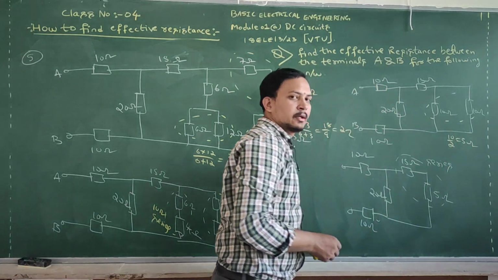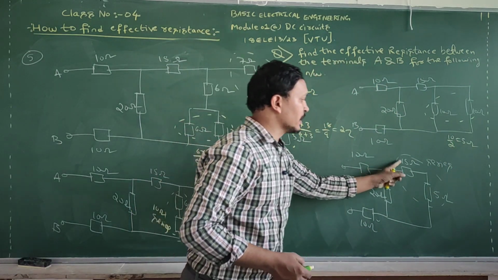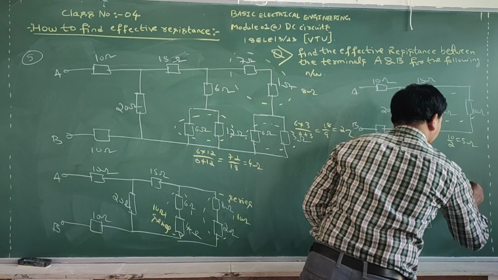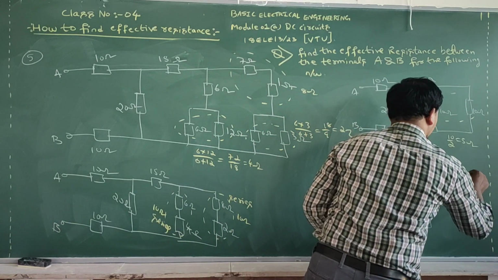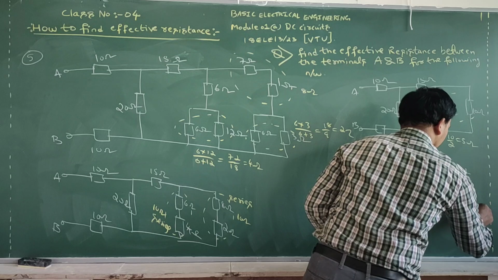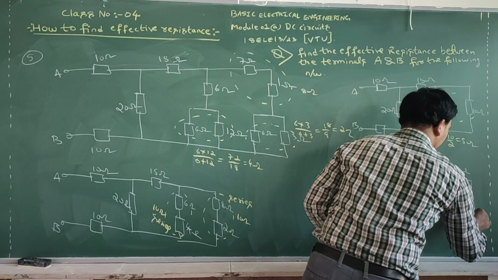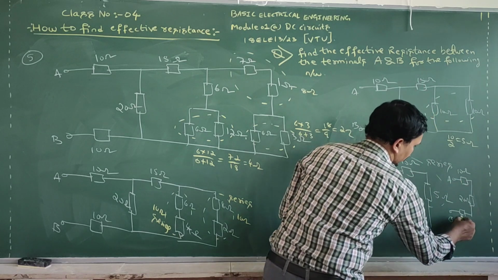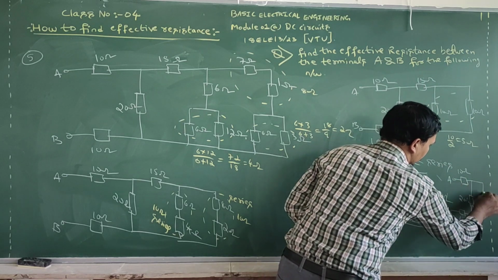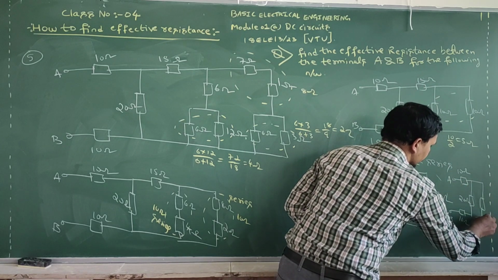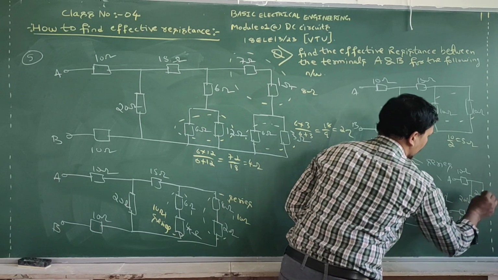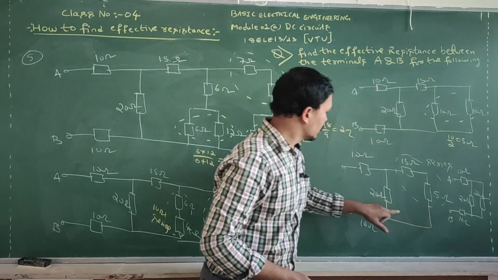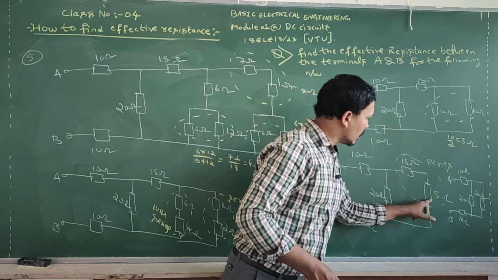Now 15 and 5 are connected in series. Therefore, what is 15 plus 5? 20 ohms. So what is the next network? So 10 ohm, 20 ohms, 10 ohms, and here again 20 ohm is there. Okay, 20 ohms. 10 ohm, 10 ohm, I written here, 20 ohm is here, and this combination I written here.